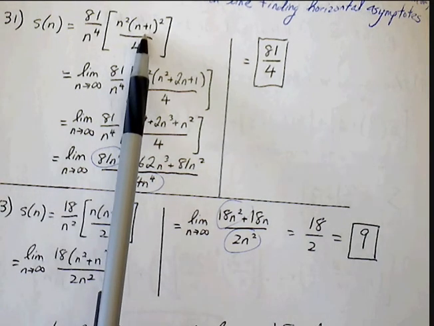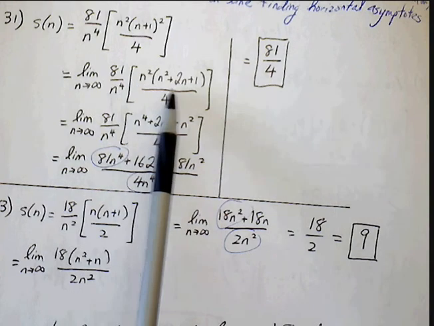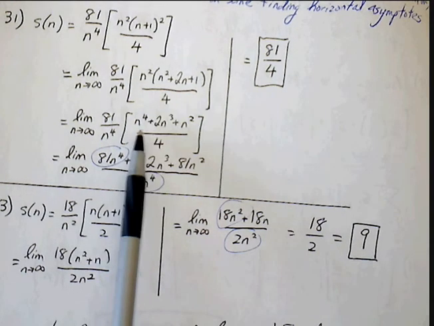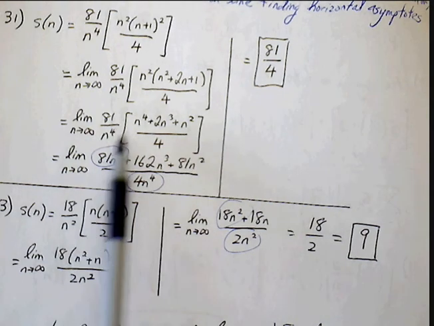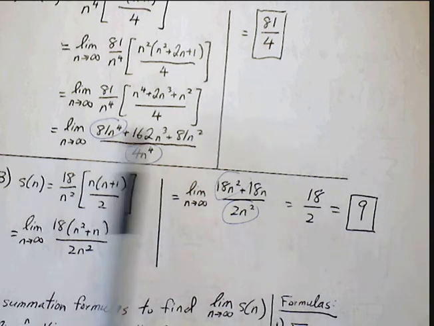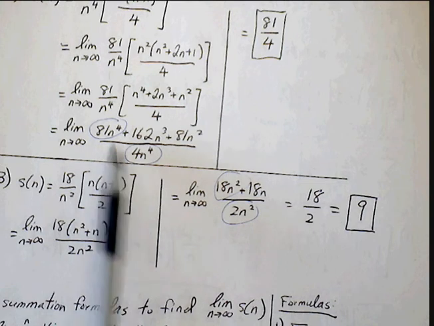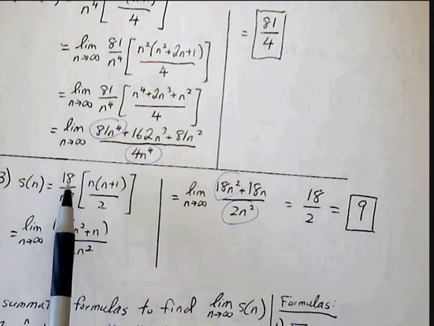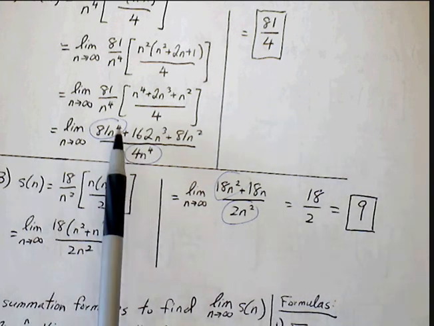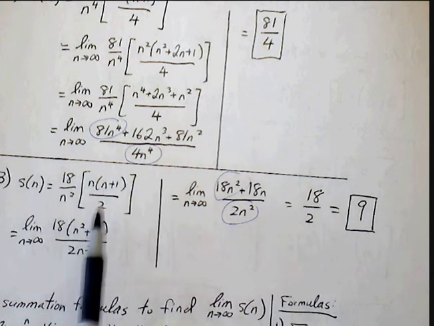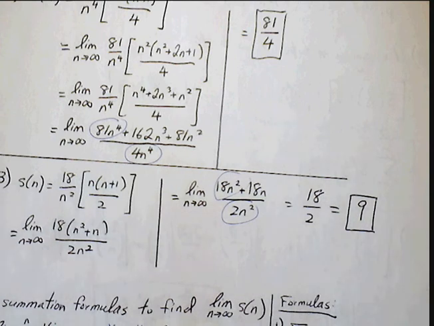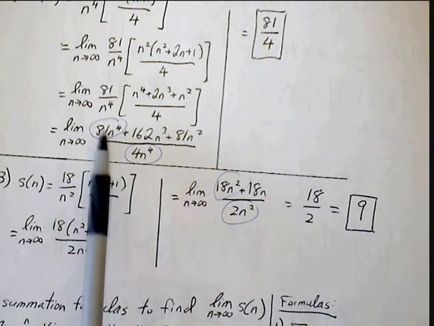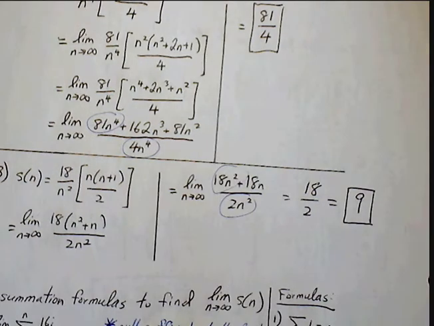So FOIL the n plus 1 squared out to be n squared plus 2n plus 1. Distribute the n squared through, so I'm left with n to the fourth plus 2n cubed plus n squared. Distribute the 81 through, distribute the n to the 4 through, and now when I compare the numerator and denominator, after all the brackets and parentheses have been dealt with, my numerator and denominator have the same degree, so I can simply find the horizontal asymptote by taking the values of the leading coefficients. So 81 divided by 4, so that's my limit.